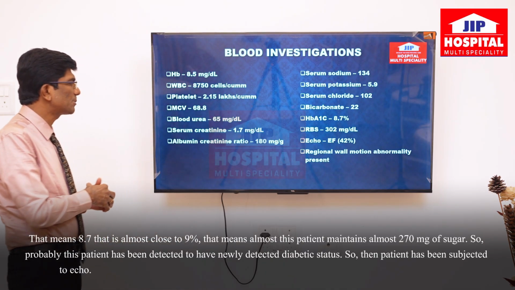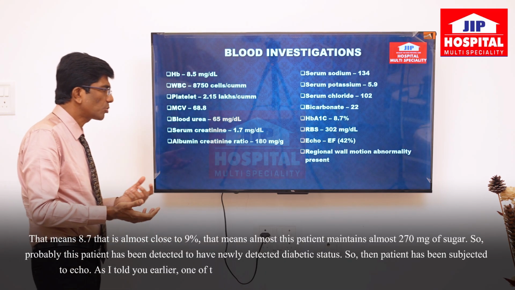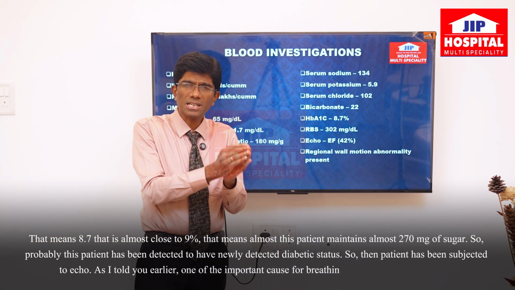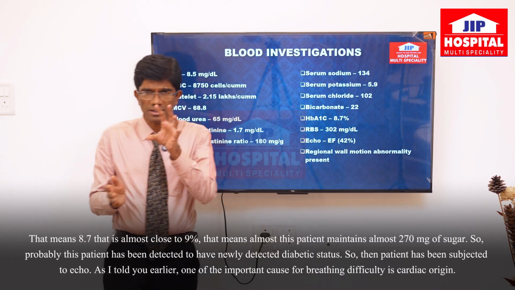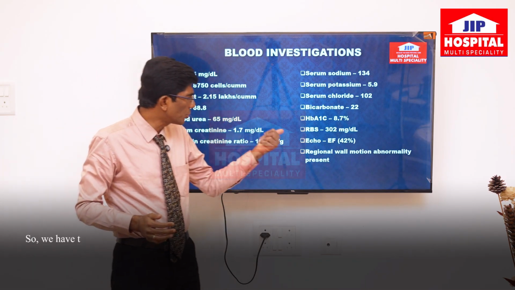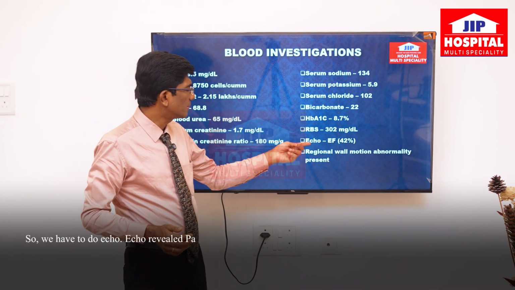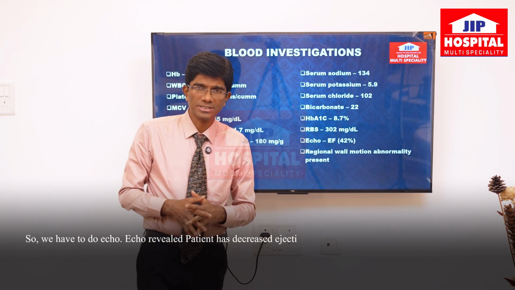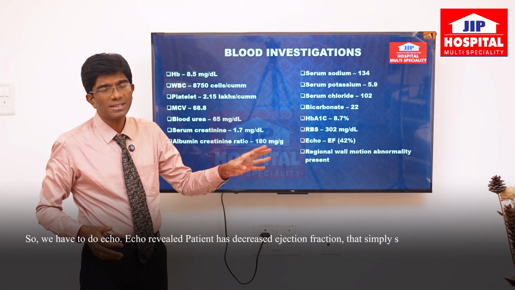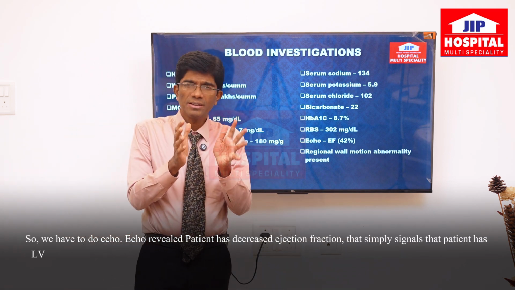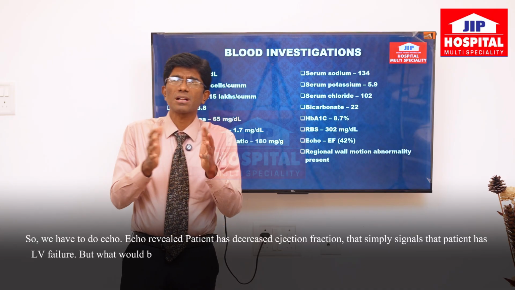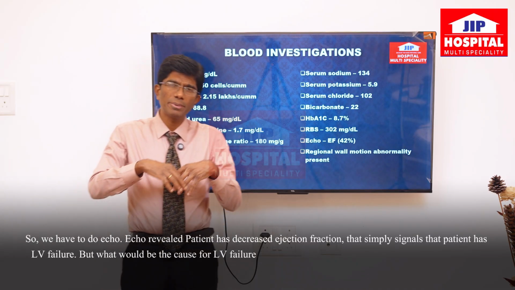Then the patient has been subjected to echo. As I told you earlier, one of the important causes for breathing difficulty is cardiac origin, so we have to do echo. Echo revealed the patient has a decreased ejection fraction. That simply signals that the patient has LV failure. But what would be the cause for LV failure? For LV failure, you have many causes.